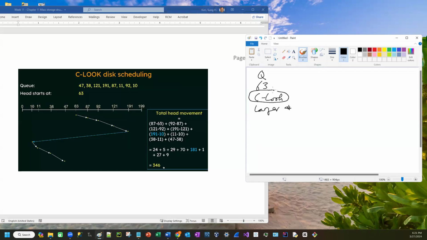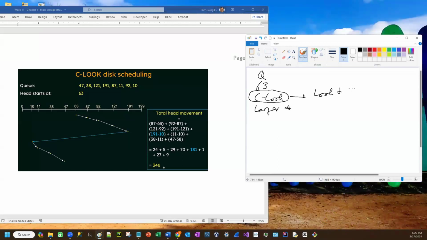What this is saying is you look and see which one is going to be my next service call. If I start at 63, what is my next greater number? And so if you look at this list here, out of these, the one that is closest, larger, is 87.